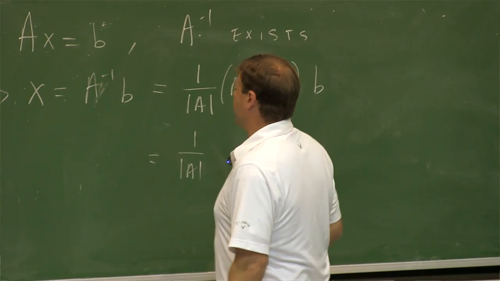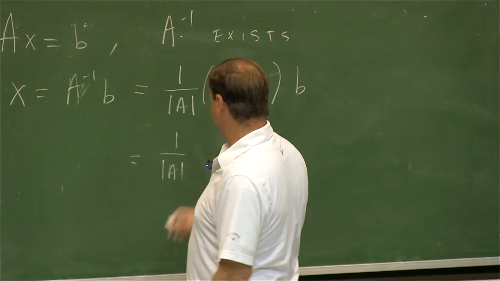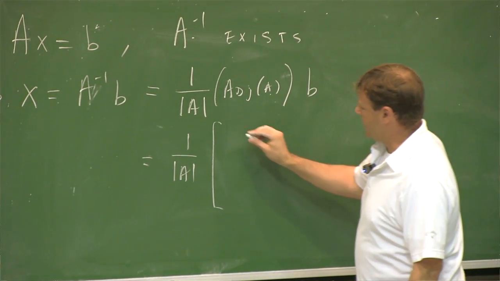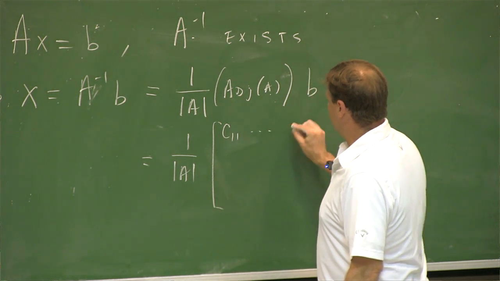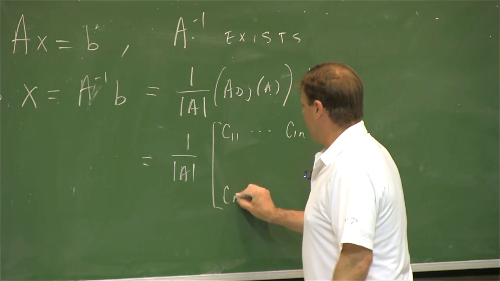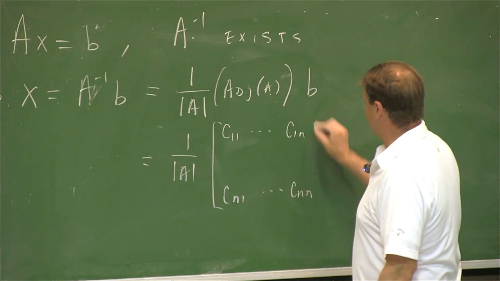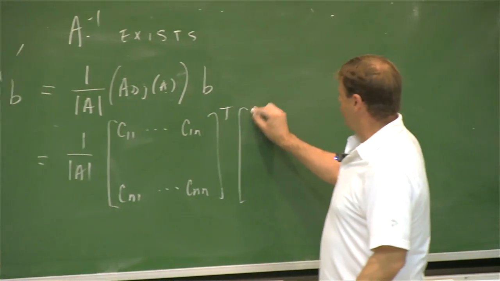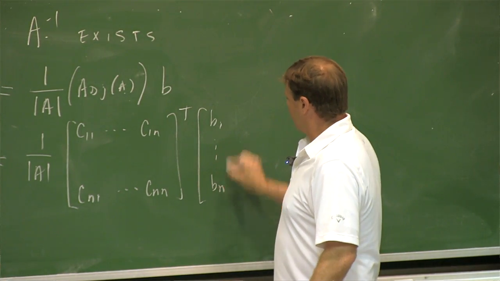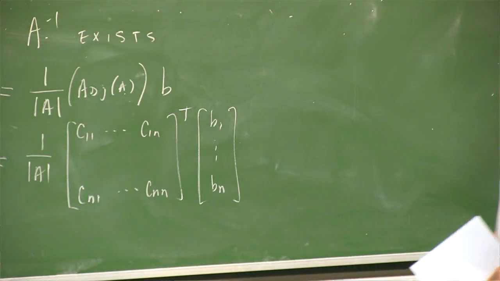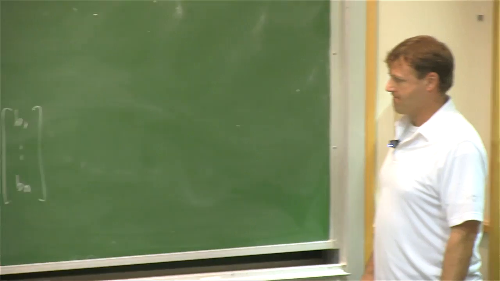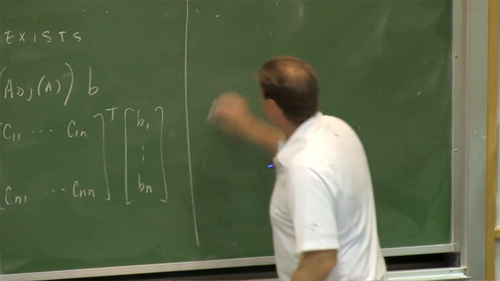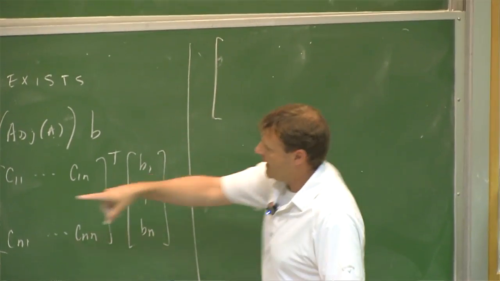And that's 1 over the determinant of A times, okay, let's write down what this adjoint is. It's C11, C1n, Cn1, Cnn. Those are all the cofactors, and then I take the transpose times B1 through Bn. So what we have here is x.